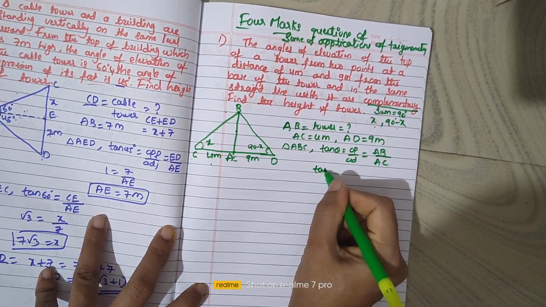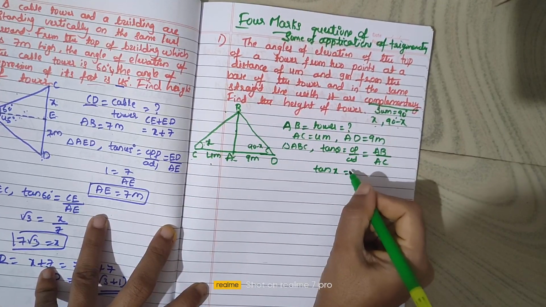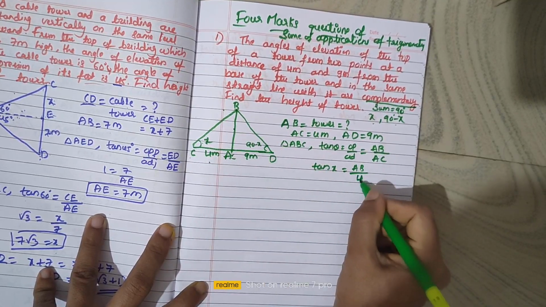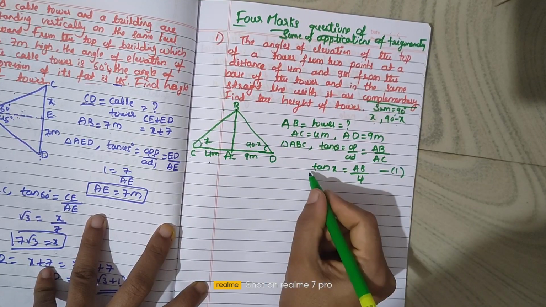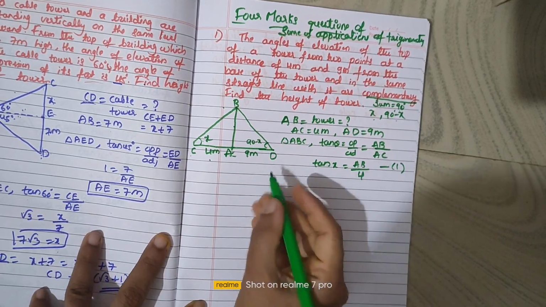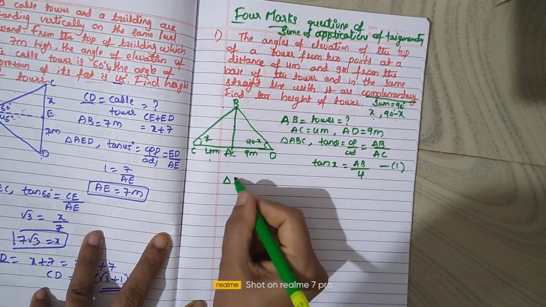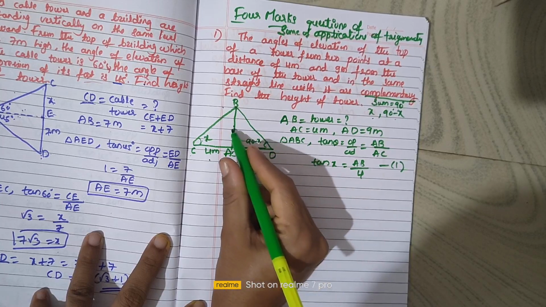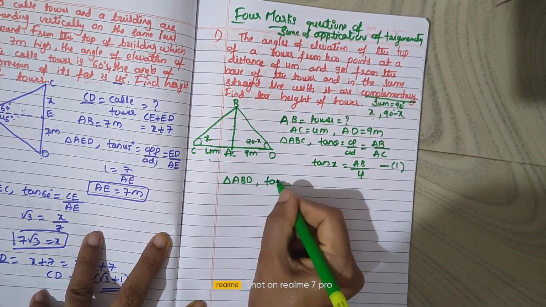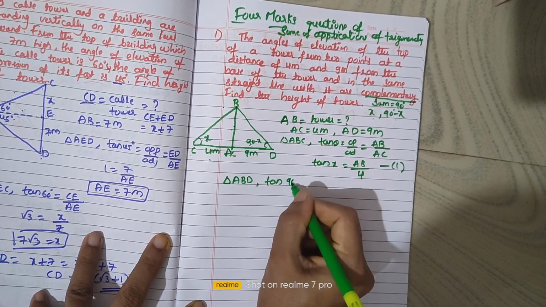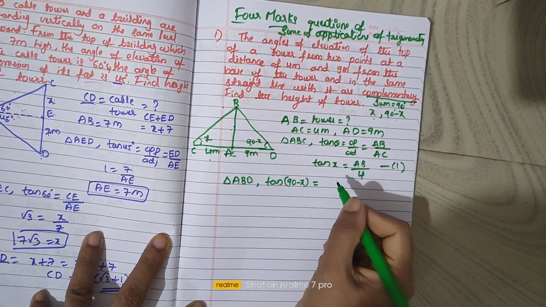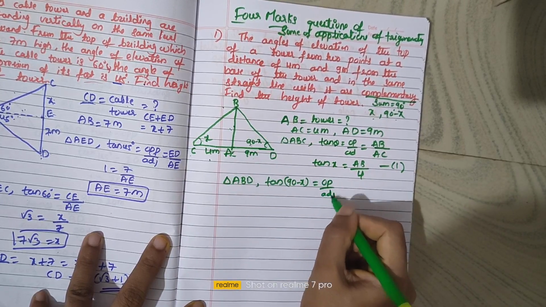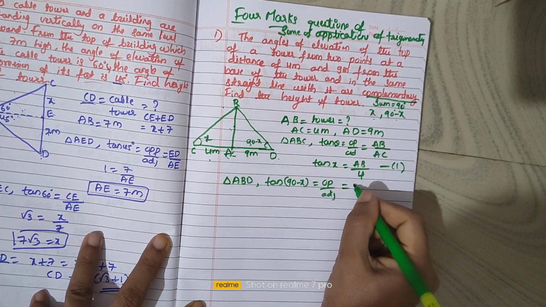Tan of theta is tan x here, so tan x equals AB by AC. We don't know the value of AB, and AC is 4. I call this equation number 1, because we don't know tan x and AB. Next, in triangle ABD, I take this angle, this is opposite and this is adjacent. Here theta is 90 minus x, so tan of 90 minus x is again opposite by adjacent. Opposite is AB, adjacent is AD.